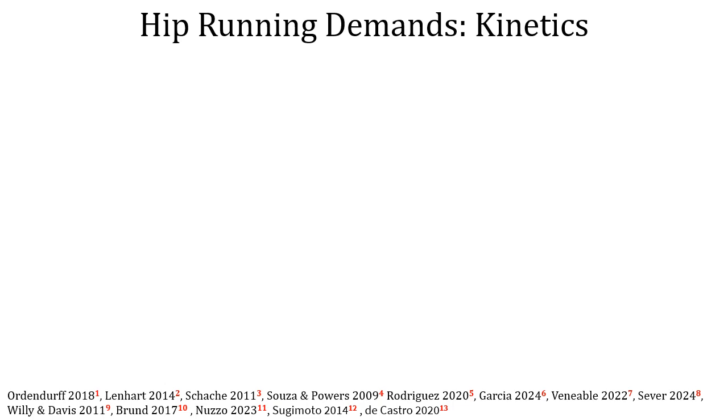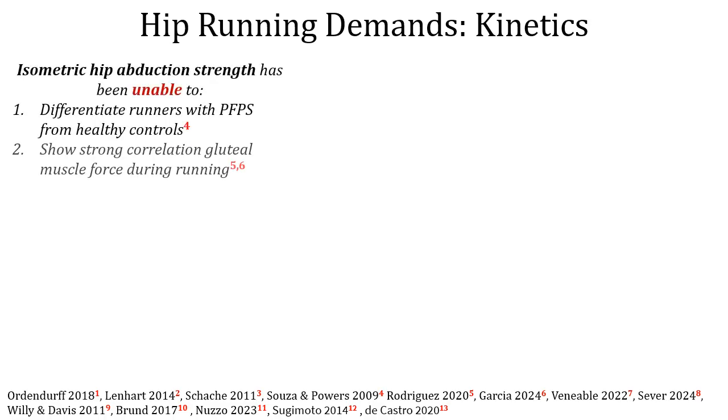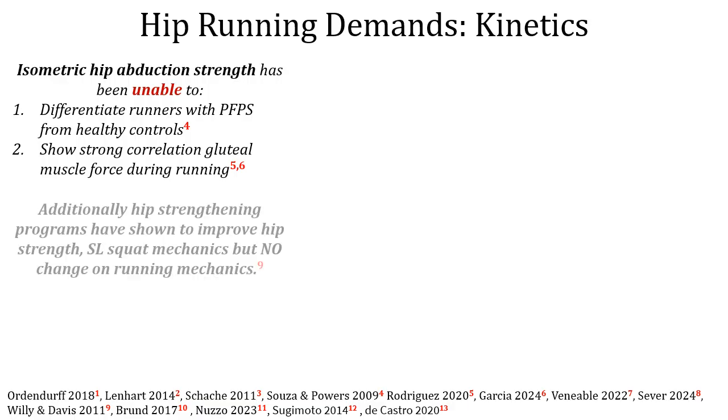So I alluded on the previous slide to the importance of the type of muscle contraction of the hip abductors, and this slide just delineates that a little bit further. Isometric hip abduction strength has been unable to differentiate runners with patellofemoral pain syndrome from healthy controls, and shows a strong correlation with gluteal muscle force during running.